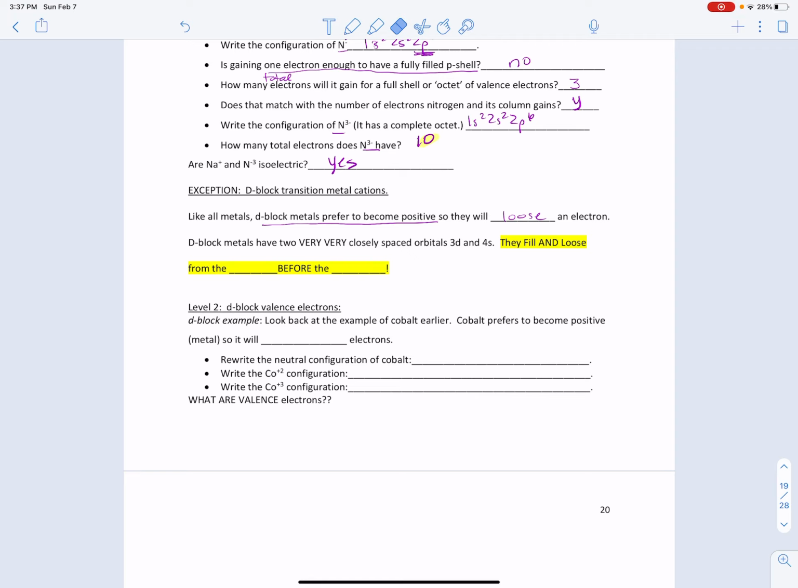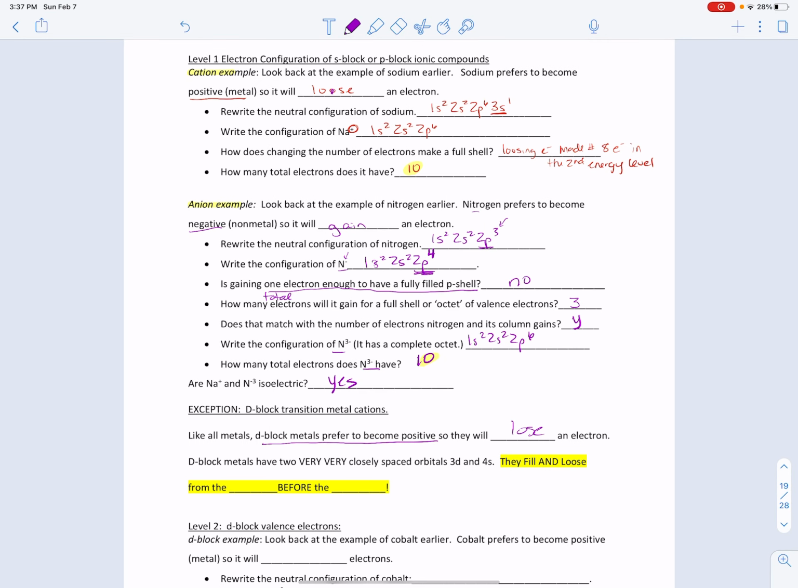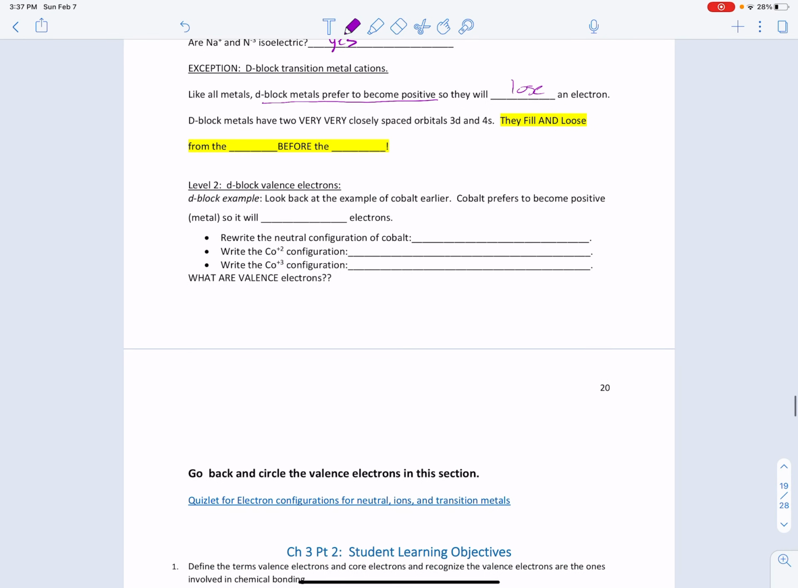Sorry, they will lose an electron. I did lose up here. D block metals have two very, very closely spaced 3d and 4s orbitals. So they lose and fill from the 4s before the 3d. So we're going to do an example.